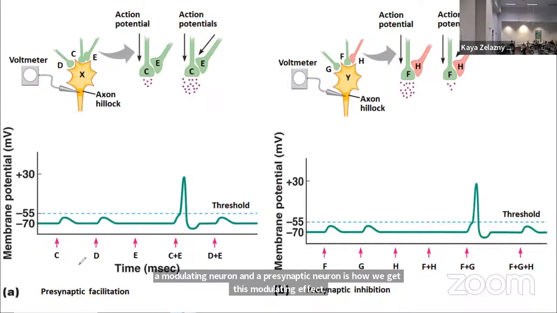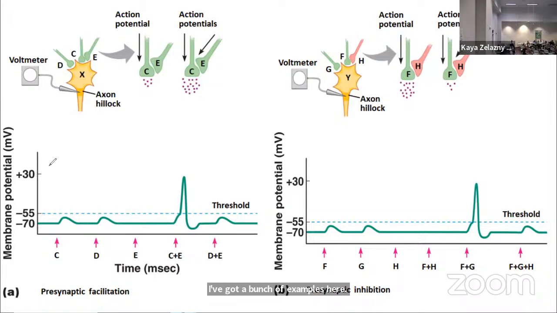So what we see happening on this side here, we are looking at a postsynaptic neuron. Right, so our postsynaptic neuron here is neuron X. And what we're recording in this graph is the membrane potential of neuron X at that axon hillock. Okay. And we can see that coming in, we have presynaptic neuron D synapsing on the body of neuron X. We have presynaptic neuron C also synapsing on the body of neuron X.